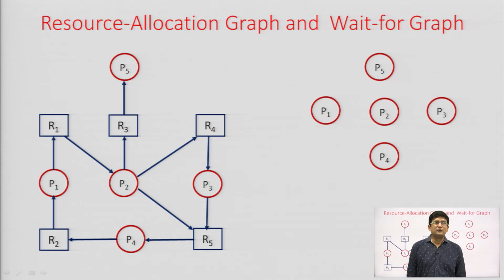So, for the single unit resource model, this is the resource allocation graph on the left hand side. On the right hand side, we will build the wait for graph. So, what is the wait for graph? This is the dependency diagram between the processes.